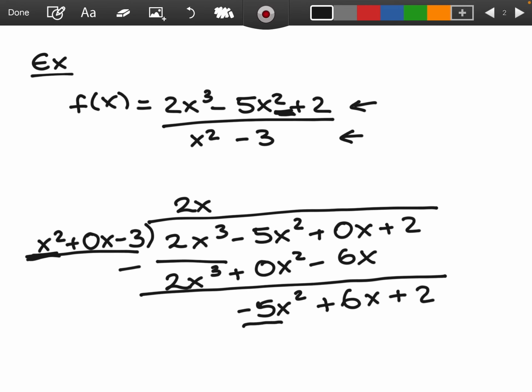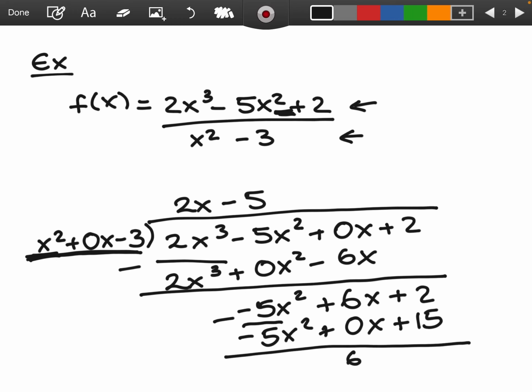I do the same thing again. What do I need to multiply x squared by to get to negative 5x squared? That would be negative 5. And then I multiply the whole polynomial by negative 5. So it would be negative 5x squared plus 0x plus 15. Do a subtraction. That would leave you with 6x minus 13.